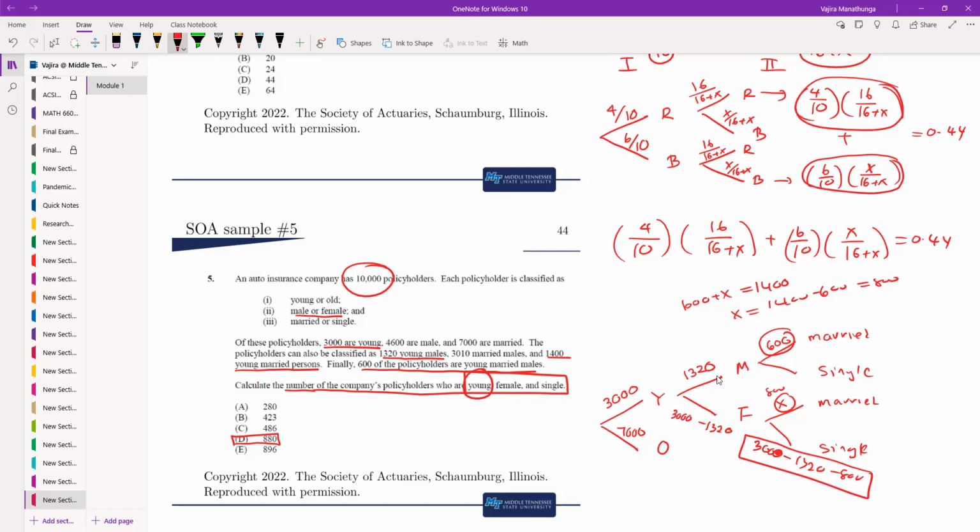Okay, that's all for sample problems for module 1. Let's meet again in module 2.